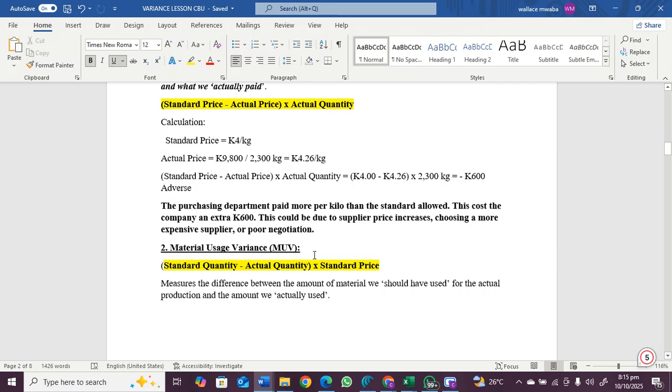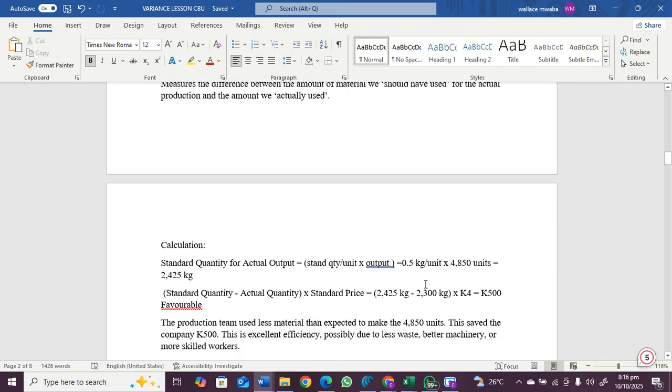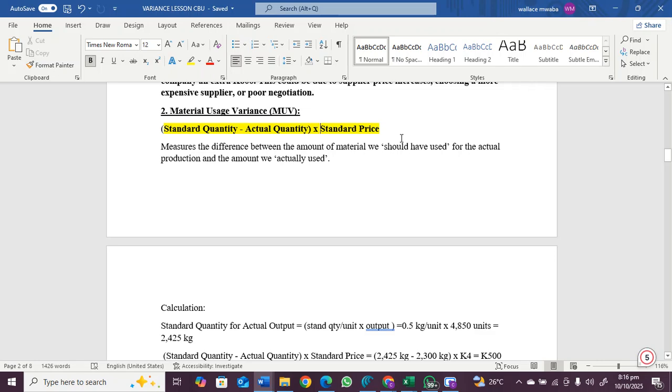Material usage variance. Basically, we're comparing the amount of material we should have used versus the actual material used. The formula is standard quantity minus actual quantity times standard price. In the question, we already have the actual quantity of materials used: 2,300 kgs.